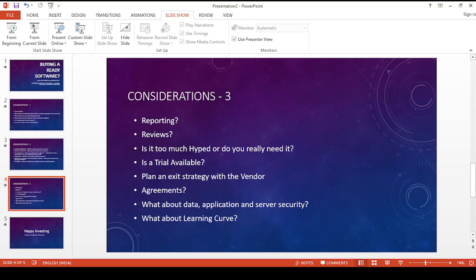So reviews. Can you see the number of reviews posted by different customers on their side? You can ask for recommendations, etc., from different customers, and then you can consider buying this software. Is this software too much hype in the market? If it is hype, you need to really check the features, whether they are going to be useful for you.